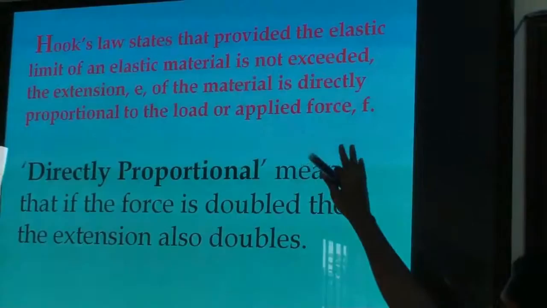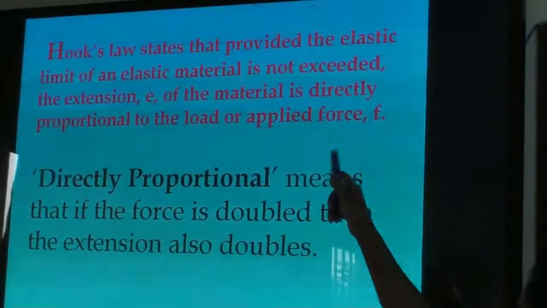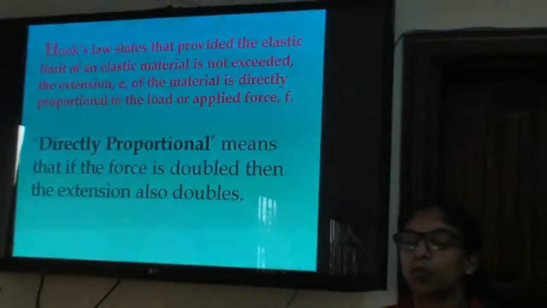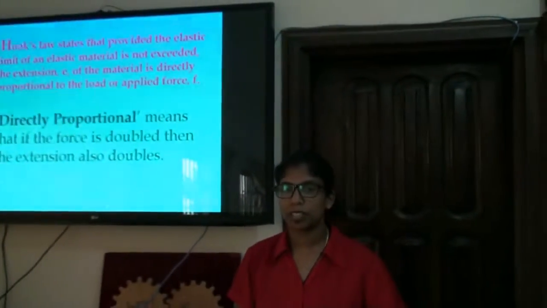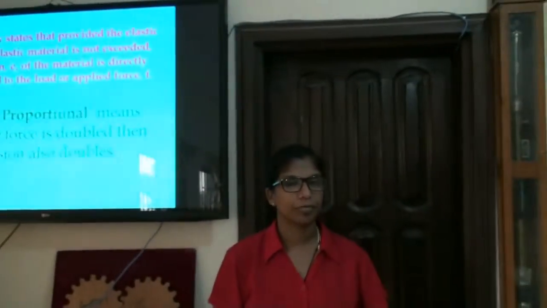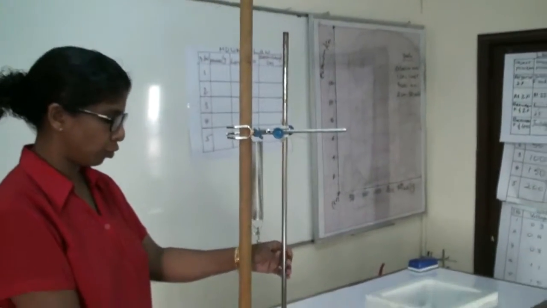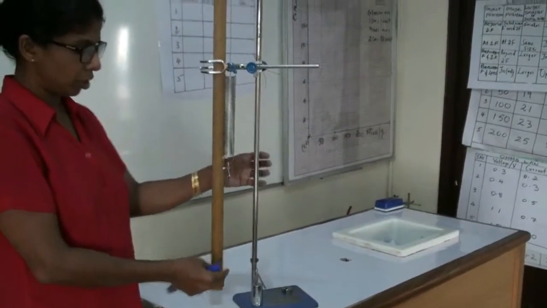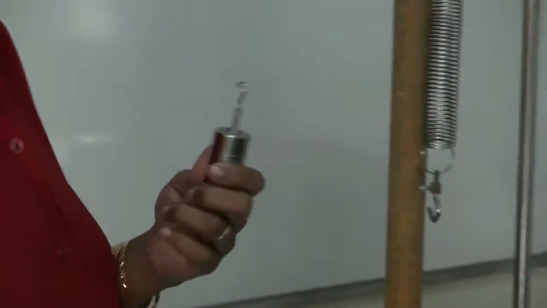So for performing this experiment and to verify the statement, if extension is directly proportional to the load, let us see what apparatus we need. Let us look at the apparatus now. This is the apparatus which we are going to use to perform Hooke's law. There is a spring, there is a meter rule, this is the stand, and these are the weights which we are going to use.